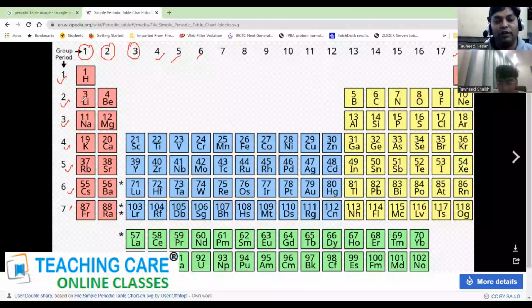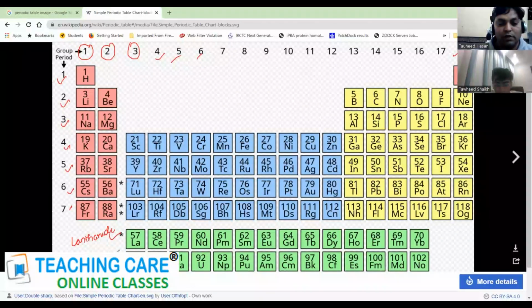These are the main body of the periodic table, and there are two below. There are two periods there. This is known as the lanthanide series, and this one is known as the actinide series. So these are separated from the main body of the periodic table.